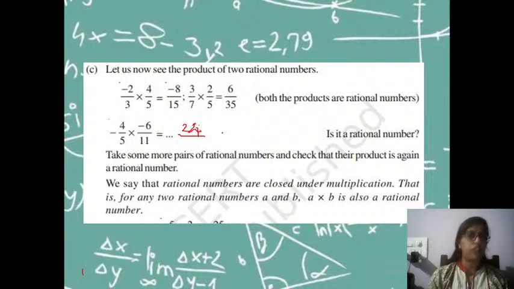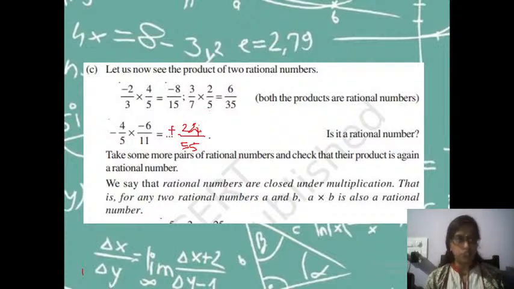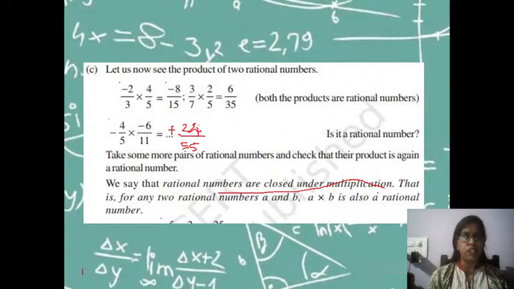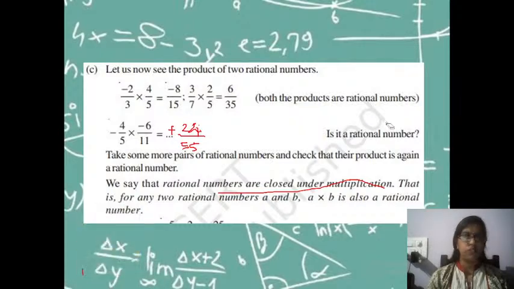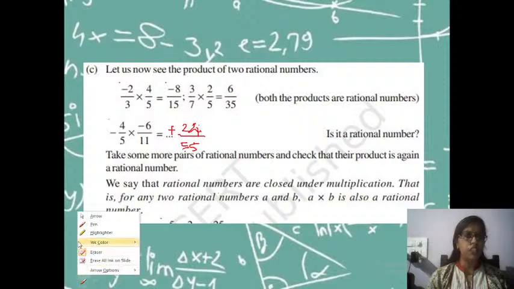Okay, 24. So 5 into 11 is nothing but 55. And here comes the plus sign because both are in the minus sign. Here you can see, minus into minus will become plus. So plus 24 by 55 is a rational number. So we can say that it is closed under multiplication.